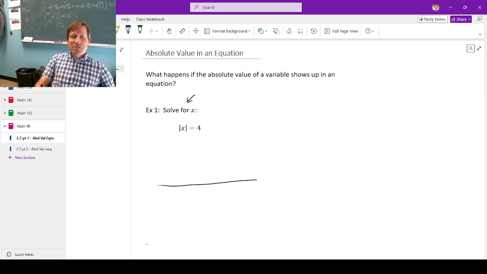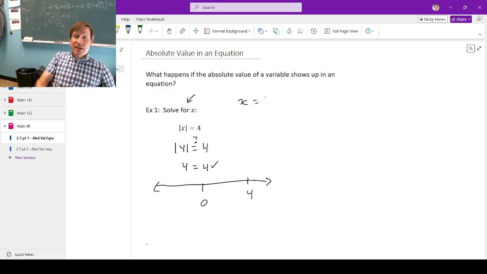And if you imagine a number line, right? So here's our number line. What numbers would have an absolute value of 4? Well, 4 is definitely one of them, right? Because if we plugged 4 into this equation, we get absolute value of 4 equals 4, and then we check, is this true? Well, the absolute value of 4 is 4, and yes, 4 is equal to 4, and so x equals 4 is a solution.